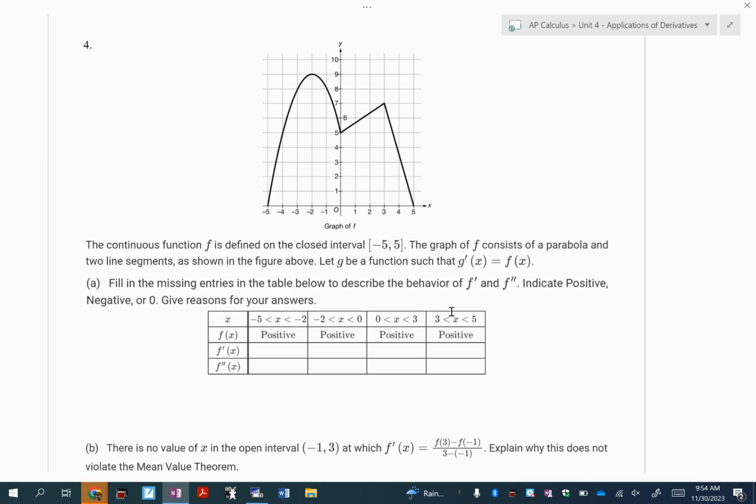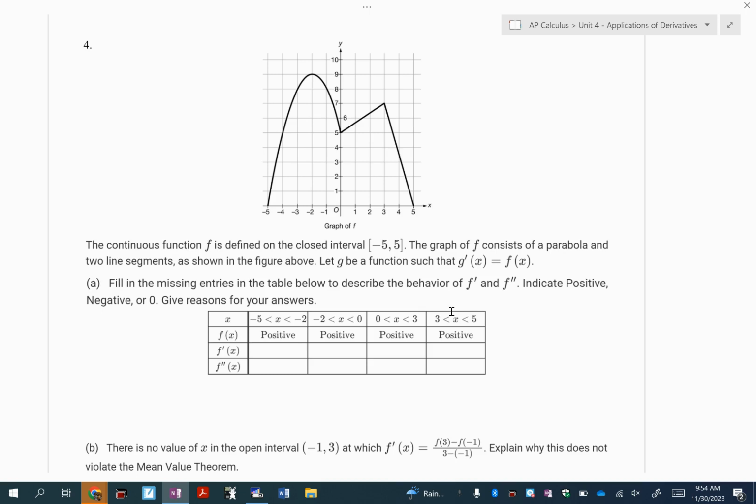All right? So if we look at this function, this is the original function f. And if you notice in the first row of the table, they did these different intervals, and they're all positive. Because what do you notice about all of the y values for this function? They're all above the x-axis. So all the y values are positive. Everyone okay with that? So they fill that in for you.